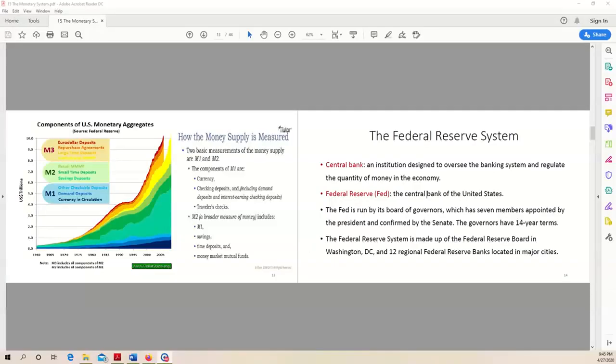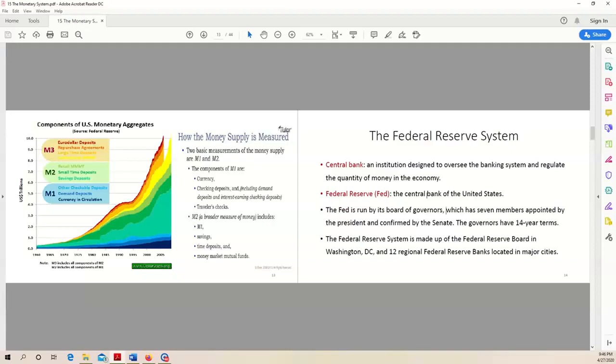So now I want to talk about the central bank. So what's a central bank? A central bank is an institution designed to oversee the banking system and to regulate the quantity of money in the economy. So a central bank is different from a commercial bank.